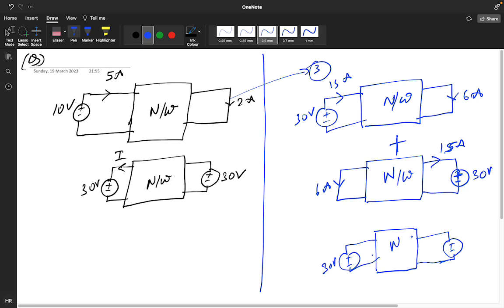30. What about the current? One current is on this side and one current is on this side. You need to find the current on this side. So 6 ampere current is flowing. Okay, you will take 6 ampere current minus 15 ampere current, so you will get minus 9 ampere. Understood how we did it?